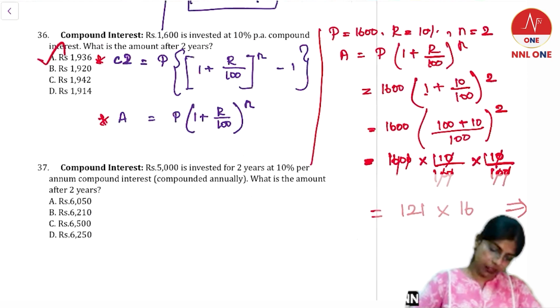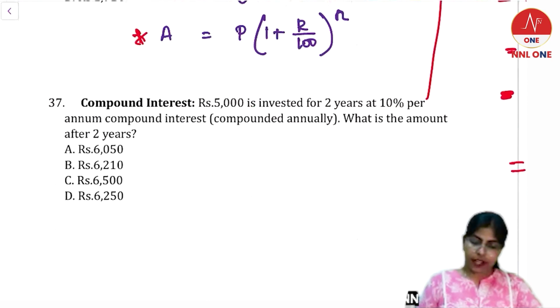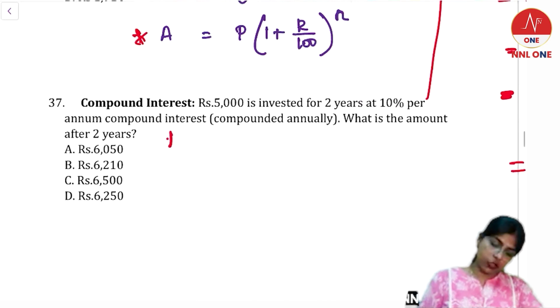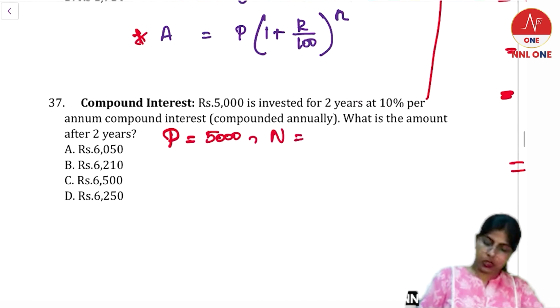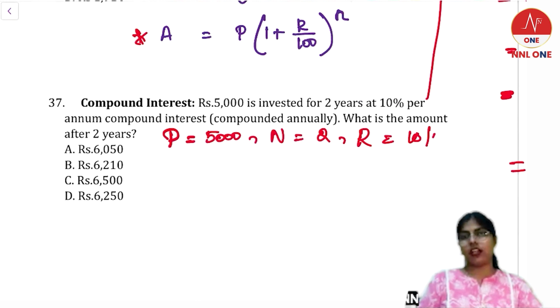Option A. Next, compound interest. Rupees 5,000 is invested for 2 years at 10% per annum compounded annually. What is the amount after 2 years? So what were the given values? P is equal to 5,000. N is equal to 2 and R is equal to 10%. What is the amount after 2 years? So already they have given the values, it was invested for 2 years and our target is to find the amount for 2 years.